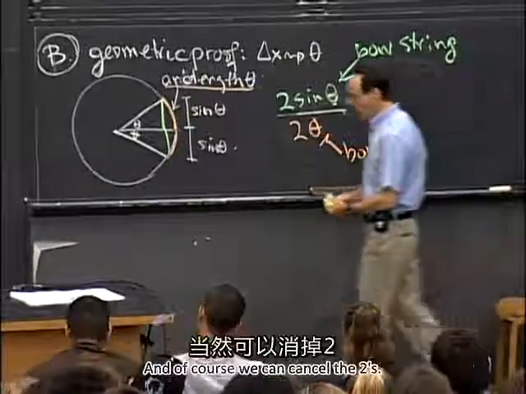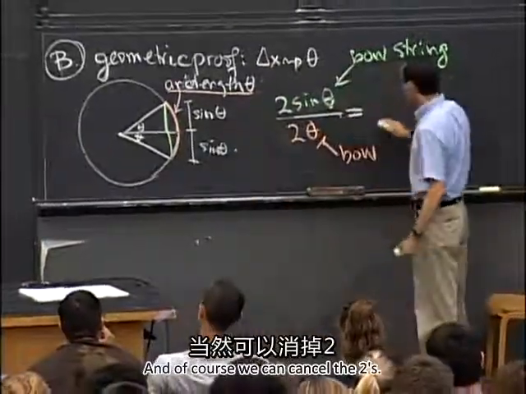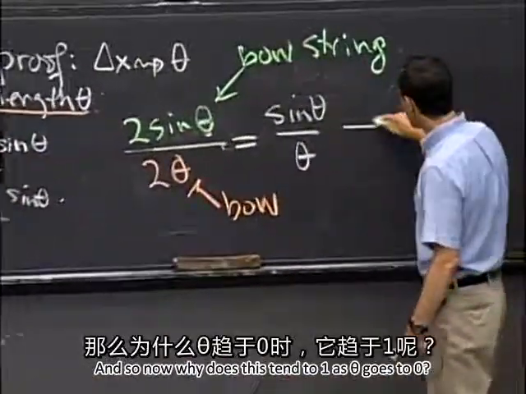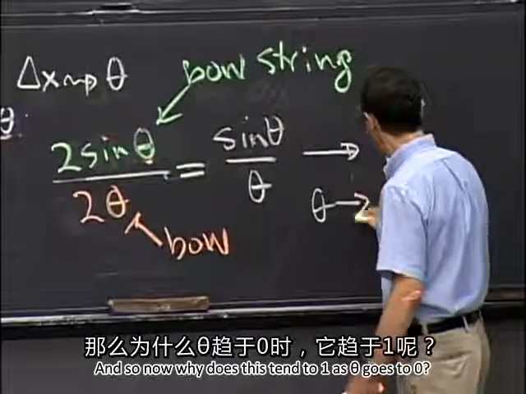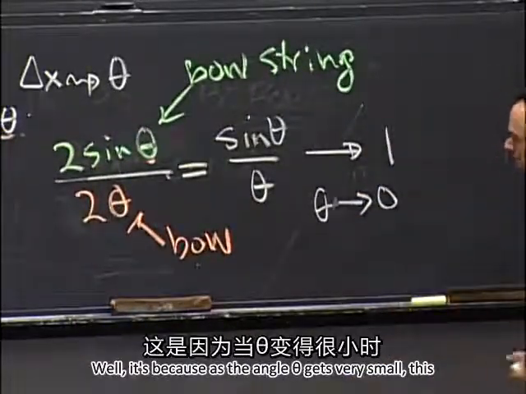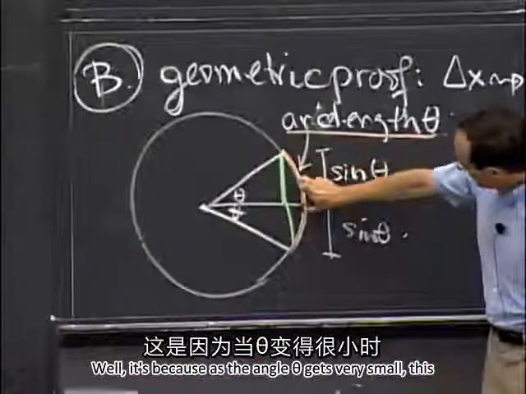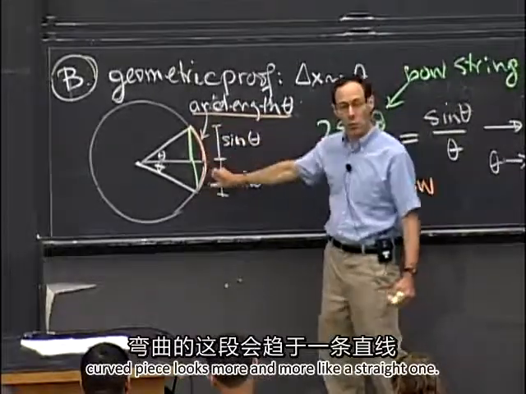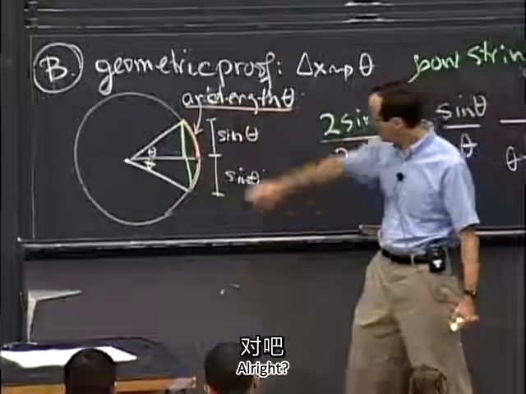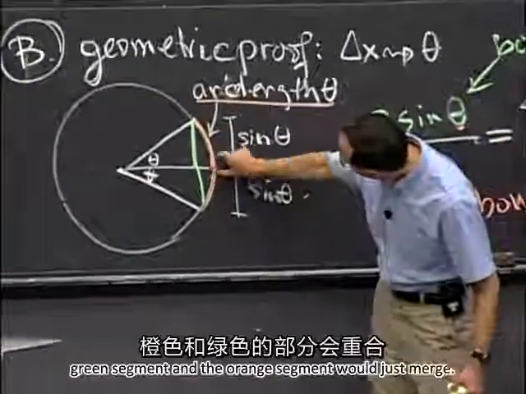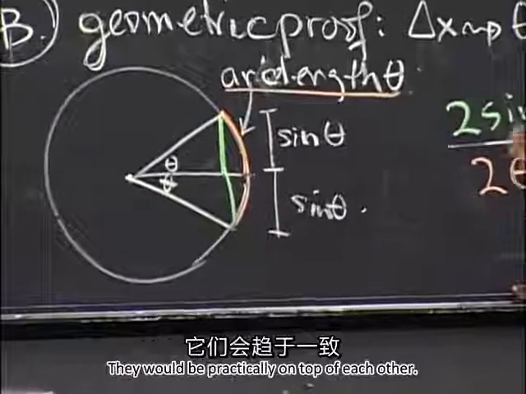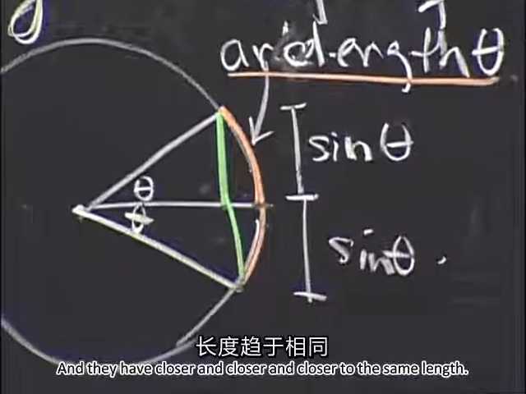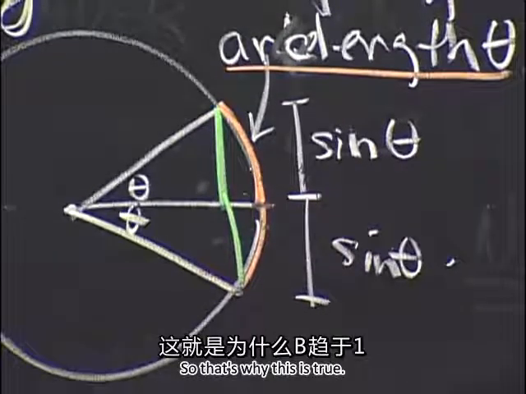All right. And of course, we can cancel the 2's. That's equal to sine theta divided by theta. And so now why does this tend to 1 as theta goes to 0? Well, it's because as the angle theta gets very small, this curved piece looks more and more like a straight one. If you get very, very close here, the green segment and the orange segment would just merge. They would be practically on top of each other, and they have closer and closer to the same length. So that's why this is true.